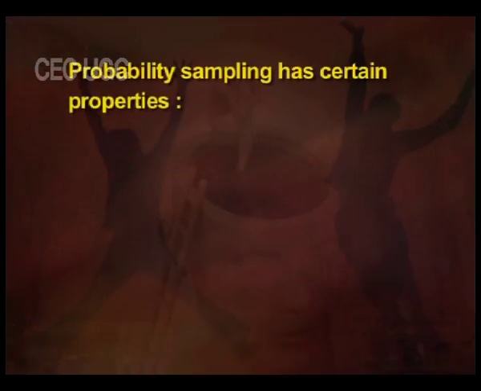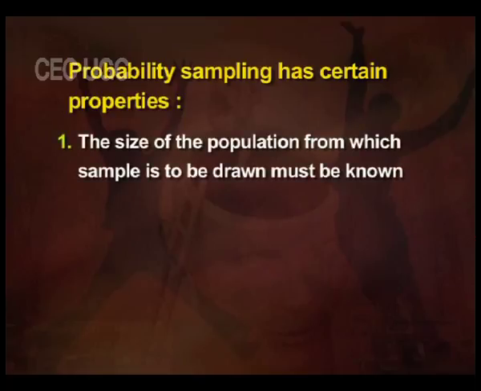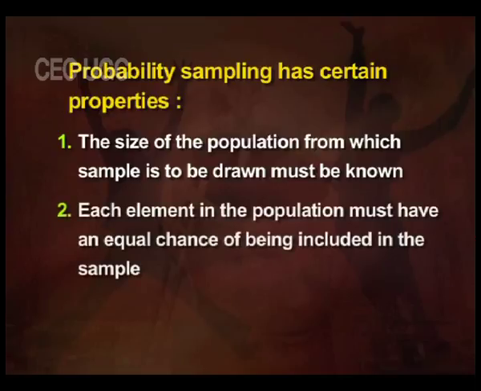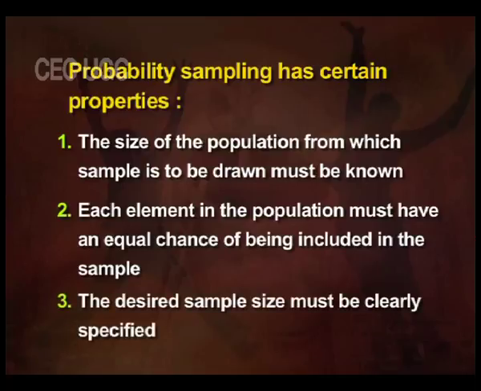Probability sampling has certain properties. First, the size of the population from which the sample is to be drawn must be known. Second, each element in the population must have an equal chance of being included in the sample. And third, the desired sample size must be clearly specified.